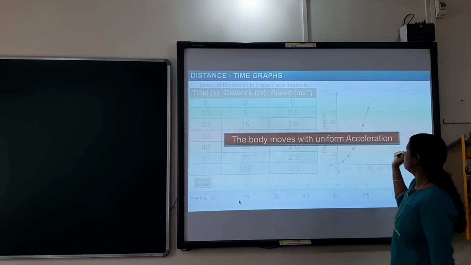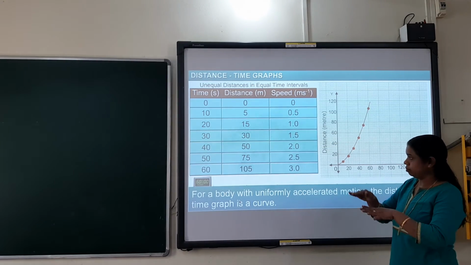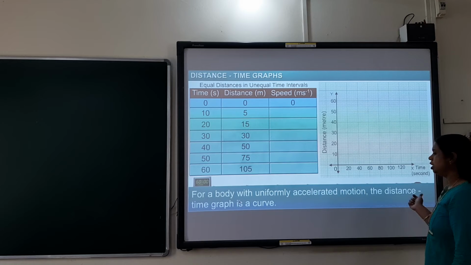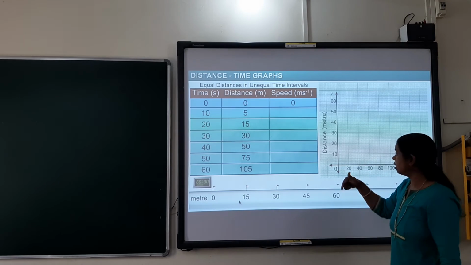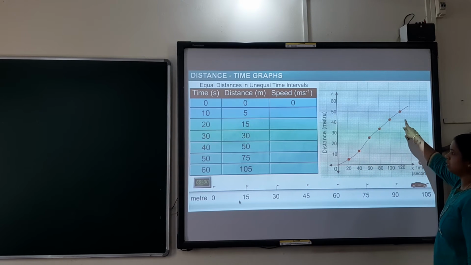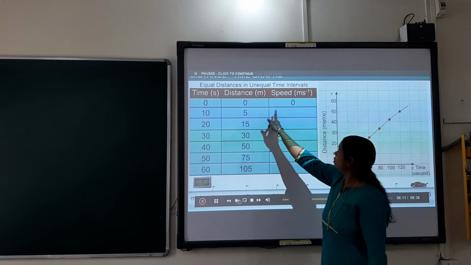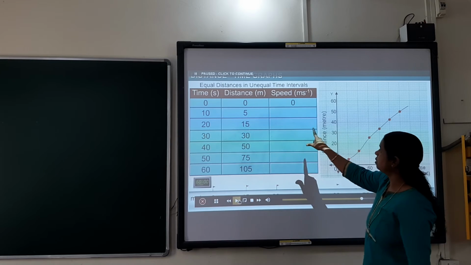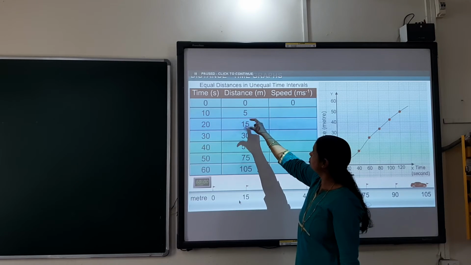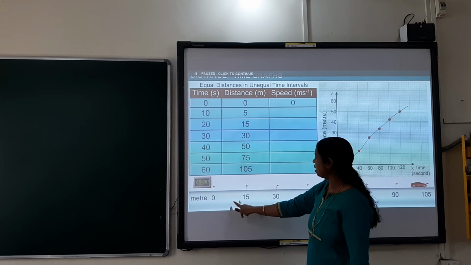The body moves with uniform acceleration. Uniform acceleration means what? The speed keeps increasing a little. For a body with uniformly accelerated motion, the distance time graph is a curve. We get equal distance in unequal intervals of time, so we get a curve. That means here also we can find the speed. You see here the time, here the distance. In 10 seconds the distance traveled is equal to 5 meter. The next 10 seconds, 50.